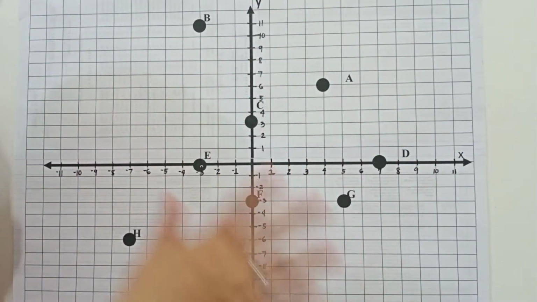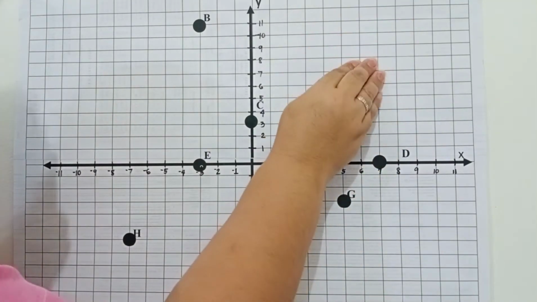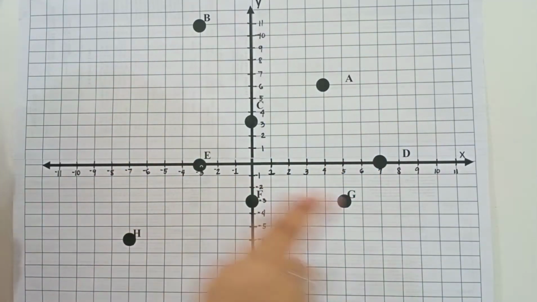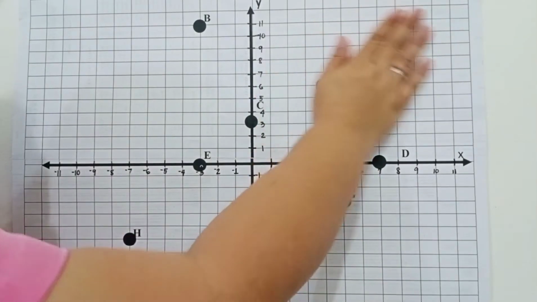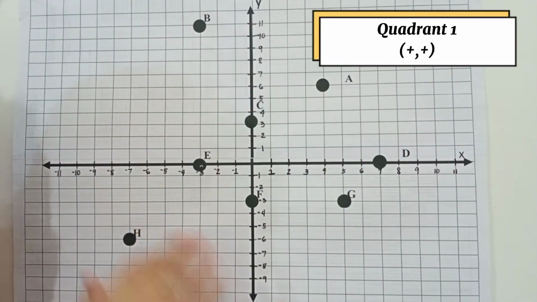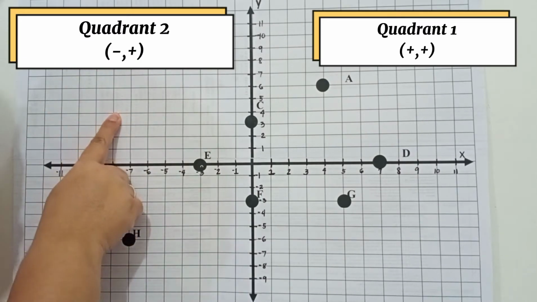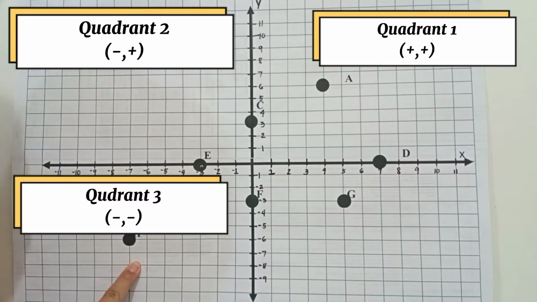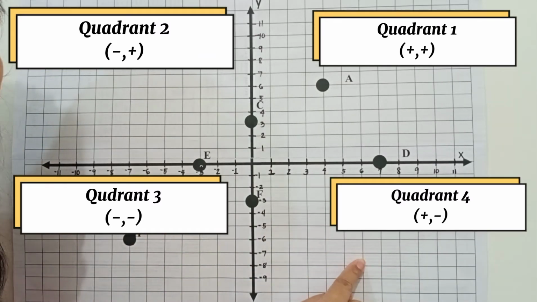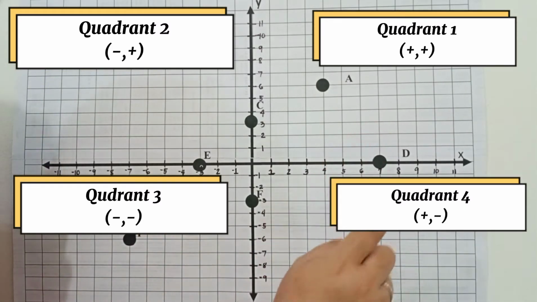Okay? So we all know that all the points that lie on quadrant 1, quadrant 2, quadrant 3, and quadrant 4. In the first quadrant, the points that lie are positive, positive. While in the second quadrant, the points are negative and positive. In the third quadrant, the points are negative and negative. And in the fourth quadrant, the points are positive, negative.